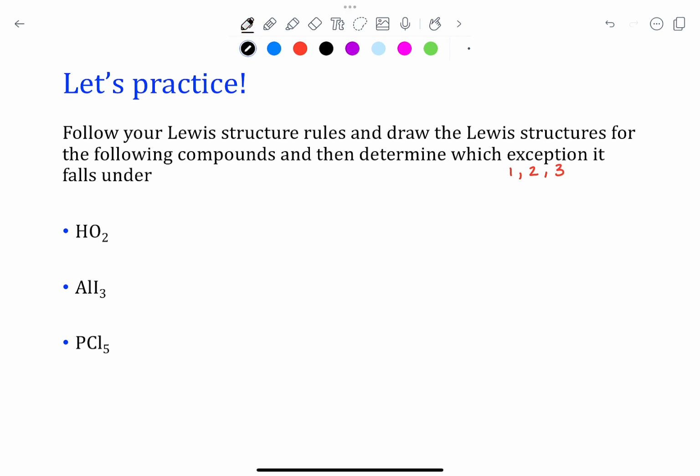HO2, let's follow our rules. HO2 has 1 valence electron from the hydrogen, and then there's 2 oxygens which each have 6, so we have 13 electrons total. So our structure becomes H, O, and O, right? H can't be our central atom, so oxygen will be. So that oxygen will have 1 oxygen and a hydrogen bound to it. So I used up 4 electrons to do that. That leaves me with 9.